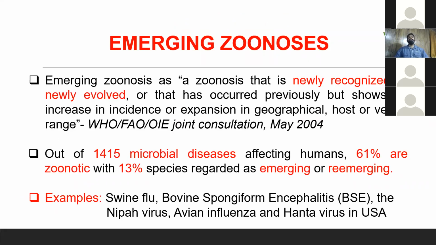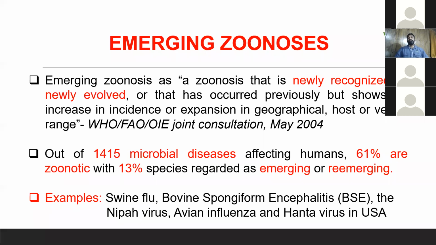Within zoonosis, there are different terms to understand. First, emerging zoonosis is a zoonosis that is newly recognized or newly evolved, or that has occurred previously but shows an increase in incidence or expansion in geographical, host or vector range, as per the joint consultation between WHO, FAO and OIE in the year 2004. Out of 1,415 microbial diseases affecting humans, 61% are zoonotic, with 13% of species regarded as emerging or re-emerging. So this makes up a major component of zoonosis.